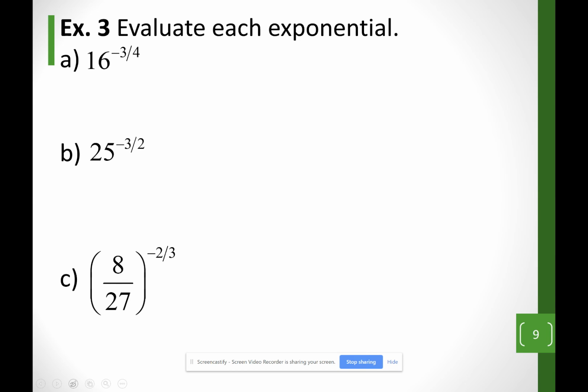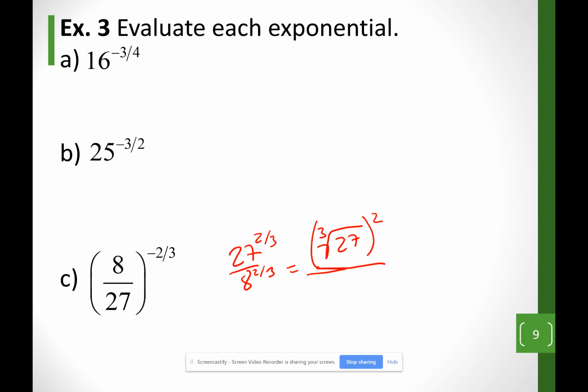So we left off that the negative exponent on C is going to make me flip the fraction, 27 over 8, and I'm going to do 2/3 on each, positive 2/3. Now, the 2/3, what that means is I'm going to do the cube root of 27, and whatever I get, I'm going to do it to the second power. That's what the 2/3 gets split.